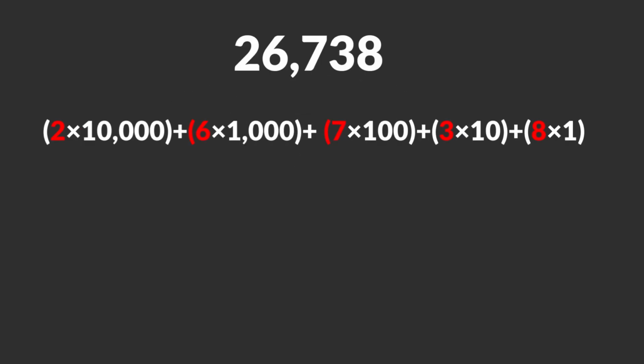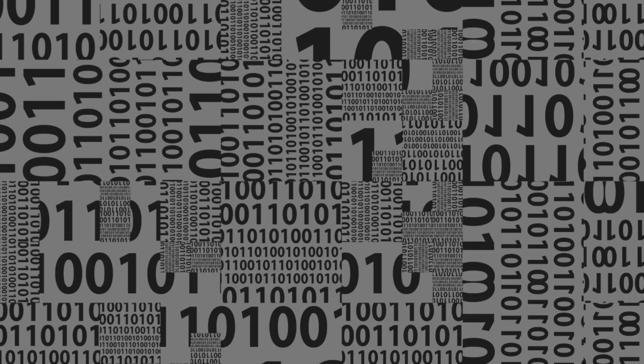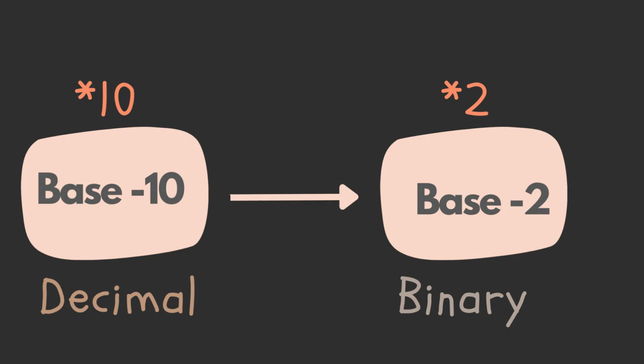26,738. You know that the value of this number is 2 times 10,000, plus 6 times 1,000, plus 7 times 100, plus 3 times 10, plus 8 times 1. Each digit is multiplied by a power of 10. We carry the same idea into a number system with just 2 digits, 0 and 1. We can use the same principle as with base 10, except we replace base 10 with base 2. Each digit is multiplied by a power of 2.